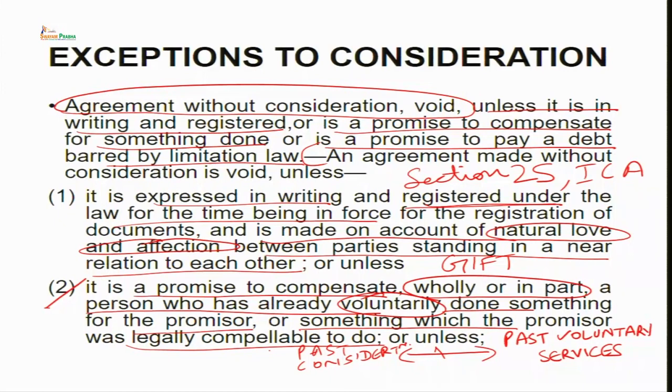Promise to compensate wholly or in part a person who has already voluntarily done something for the promiser or something which promiser was legally compellable to do. So this is the difference between past consideration and past voluntary service. Past consideration, at the desire of the promiser you had acted in a particular manner previously and now he does something for you. Past voluntary service, a person out of his own free will voluntarily did something for you and now later on you promised that I will be suitably compensating you for that gesture. So if you have promised to compensate for that gesture, you are under a legal obligation now. That is what the subsection 2 or the exception 2 to section 25 highlights.